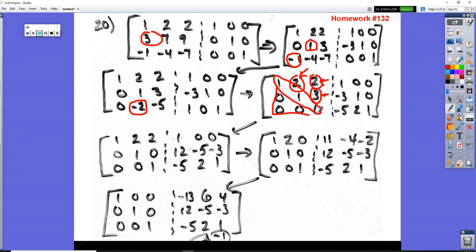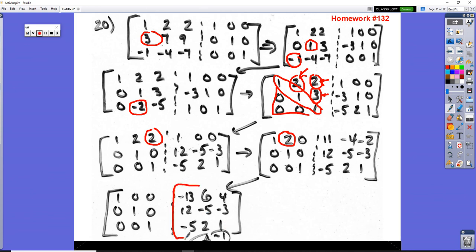So you'll have to do the bottom row multiplied by -3, add it with the middle row to get this new middle row. Then you'll take the bottom row multiplied by -2 and add it with the top row to help you get rid of this spot right here. That's going to give you 1, 2, 0, 11, -4, -2. And then you're going to use the middle row multiplied by -2 so you can add with the top row and get rid of that 2 right there. Here's your final answer. It took me 7 steps to get here, but here's what you get.